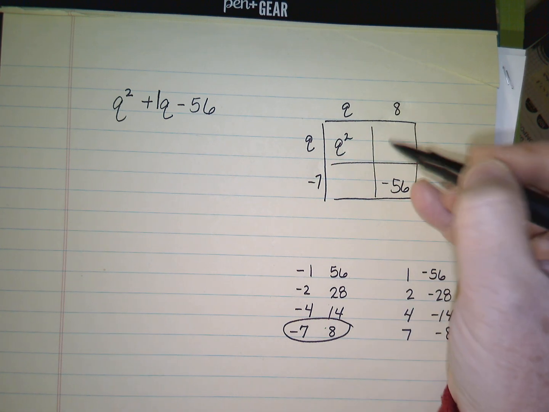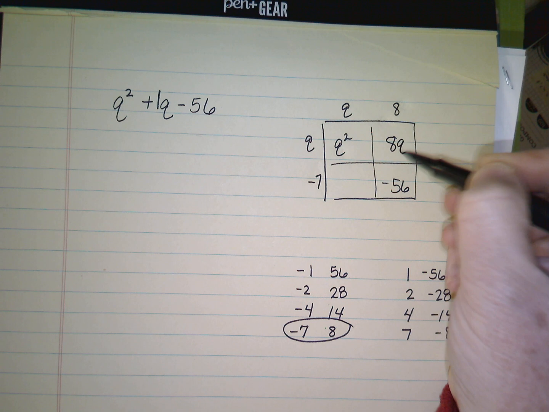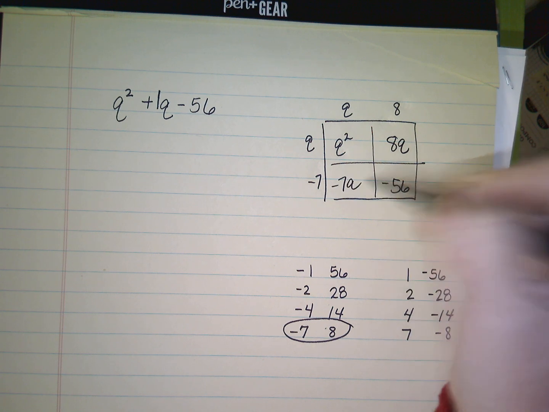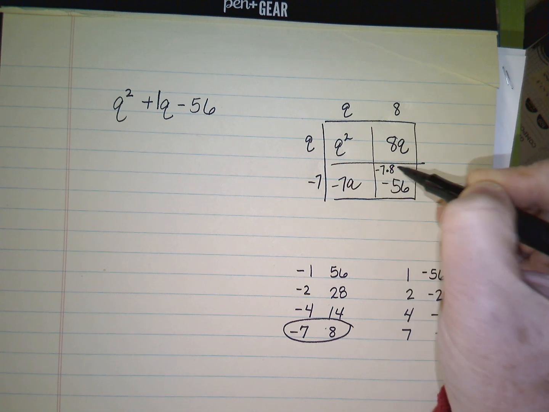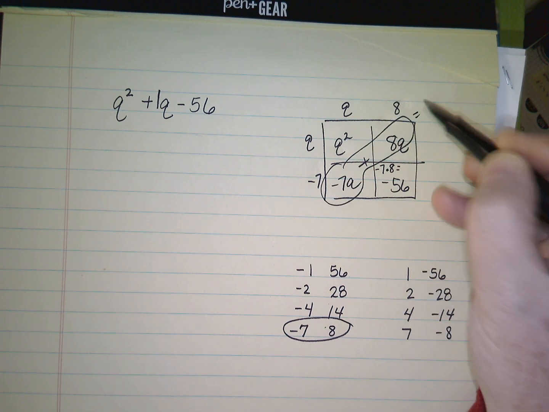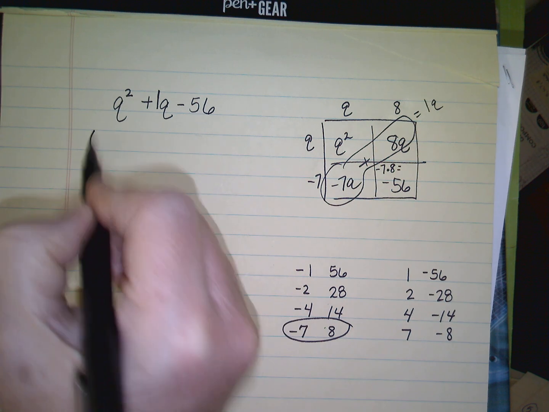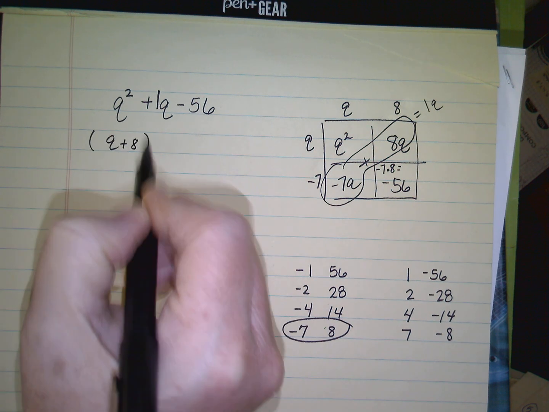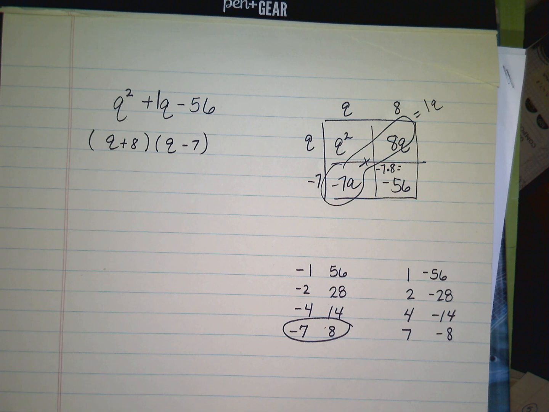So what do we get in this box? And what do we get here? Now let's double check. Does that really equal 56? Does this really equal 1Q? So my answer is... We're not going to do that today. We're just going to look at these today. Just level 1 today. Okay.